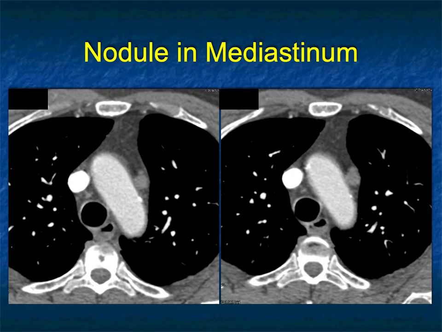Next case. There's a nodule to the left of midline in the anterior mediastinum. Yes, you could say this could be a node. Could it be a thymoma? I guess theoretically it could be. That'd be a pretty small thymoma. It could be a thymic nodule, though it doesn't really look cystic.